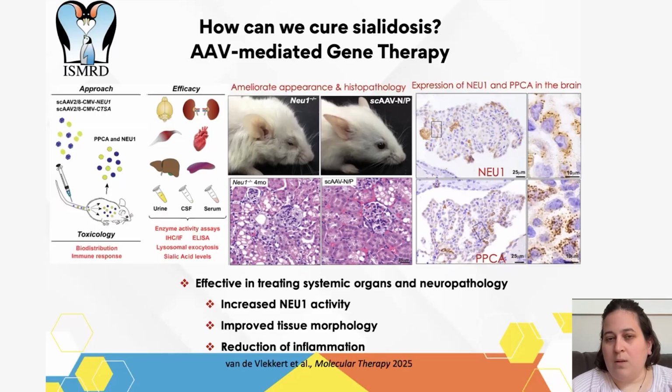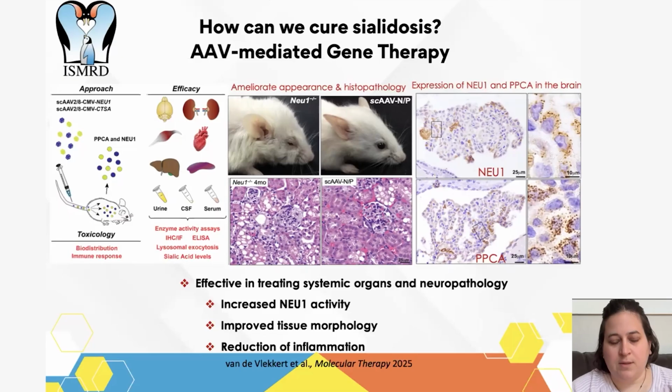So overall, AAV-mediated gene therapy was incredibly successful in our sialidosis mice. We did a tail vein injection, and we actually injected both NUN and PPCA. So we found that injecting the combination allowed for better localization of NUN to the lysosome rather than just injecting NUN alone.